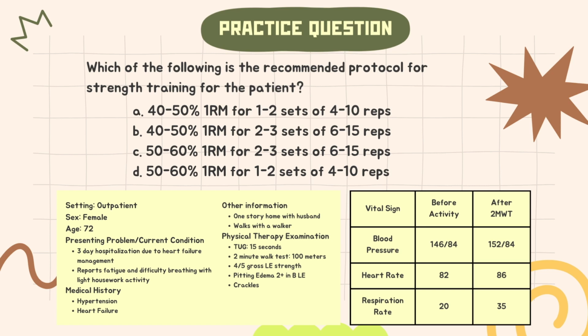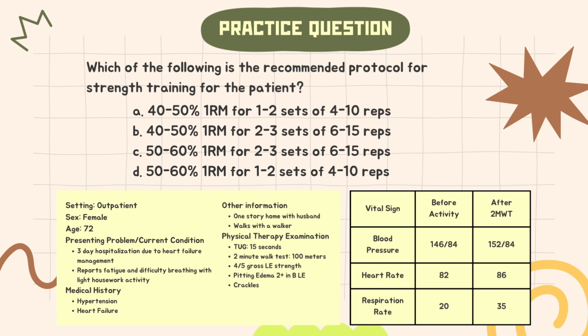So class 1 is no limitations with ordinary physical activity. Class 2 is symptoms with ordinary activities. Class 3 is symptoms with less than ordinary activities, and Class 4 is symptoms at rest. So this patient reports fatigue and difficulty breathing with light housework activity. So light housework activity is 3.0 METs. So that would be Class 3, symptoms with less than ordinary activities.